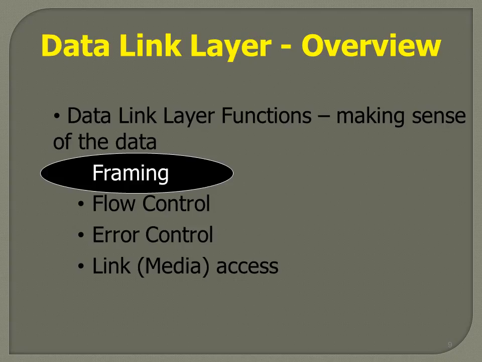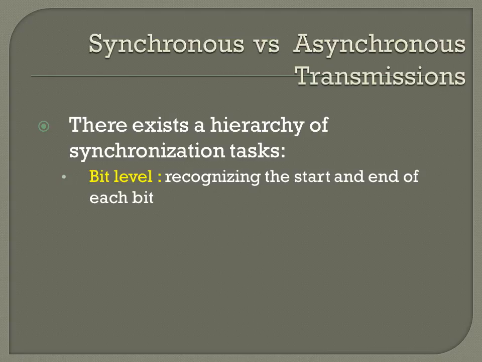Now, with this overview of the different functions that we have at the data link layer, let us look at each of these things in more detail. We will start with framing. Now, the framing technique that is used varies depending on whether we have synchronous or asynchronous transmissions. First, let's understand what we mean by a synchronous or an asynchronous transmission.